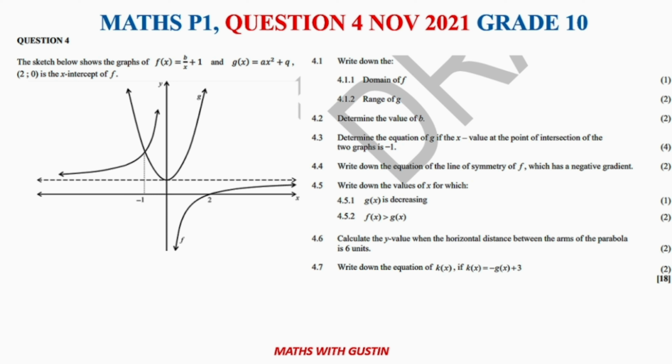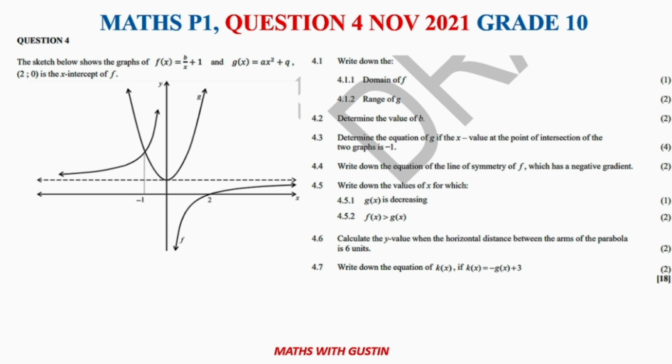Okay, now let's have a look at this question. It's question 4. We've got graphs that are sketched: a parabola and also a hyperbola. None of the equations are given, and we're only given a point, which is the x-intercept of the f graph. Now let's go ahead and deal with these questions one by one, from 4.1 up until 4.7.